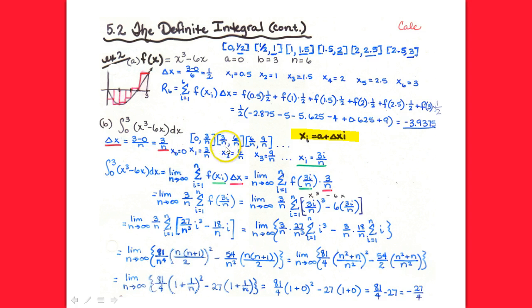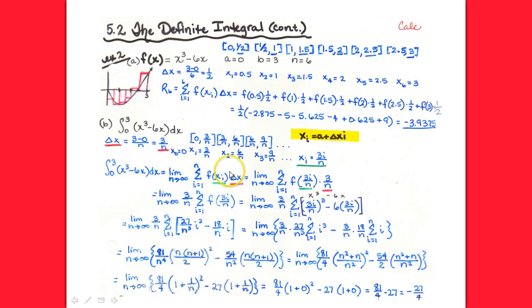The next interval would start at 3 over n, add the change in x, 3 over n, and I would be at 6 over n. The next one starts at 6 over n, add 3 over n, and I'd be at 9 over n, and I could keep going with that process. So x sub 0 would be 0, x sub 1 would be 3 over n, x sub 2 would be 6 over n, x sub 3 would be 9 over n, and so on.